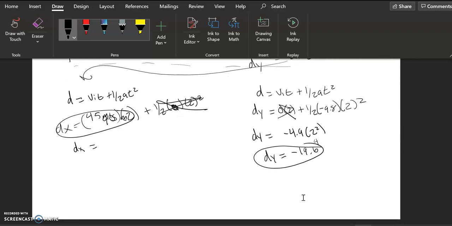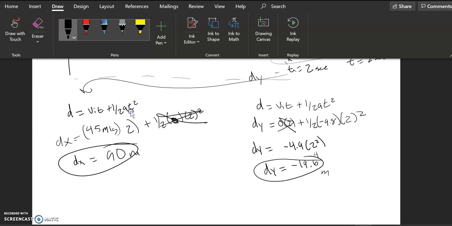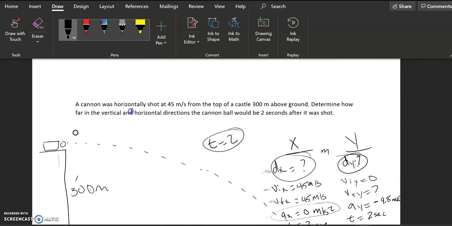Looking at this, dx would be 90 meters, and dy would be negative 19.6. So it would have traveled a total of 90 meters horizontally, and it would have fallen 19.6 meters. Good. All right, go ahead and try the two problems.